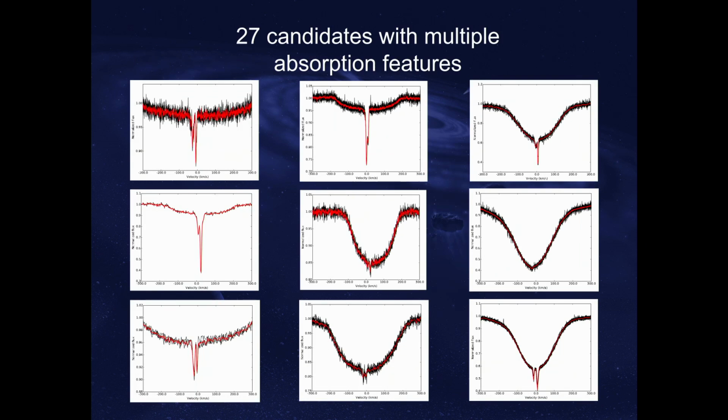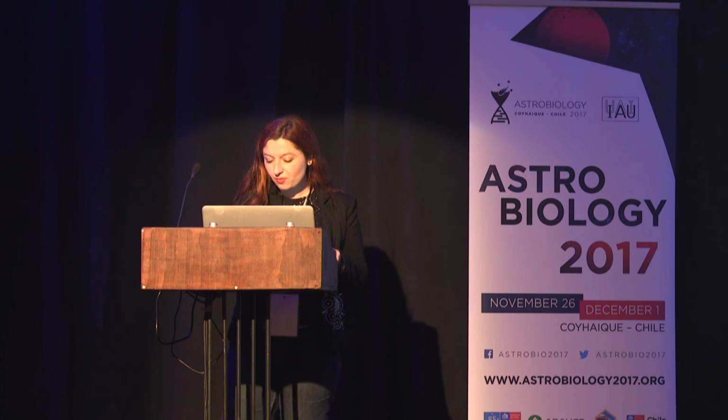I found 27 candidates with multiple absorption features, which is the most interesting group because by having multiple absorptions, we increase the chances of having circumstellar gas and exocomets. And why do I say if it was circumstellar? Because all of these absorptions are not necessarily circumstellar. They can also be produced because of the interstellar medium. In the interstellar medium, there are clouds of gas that cover the star and also produce very, very similar absorptions. So it's kind of tricky to distinguish the origin.